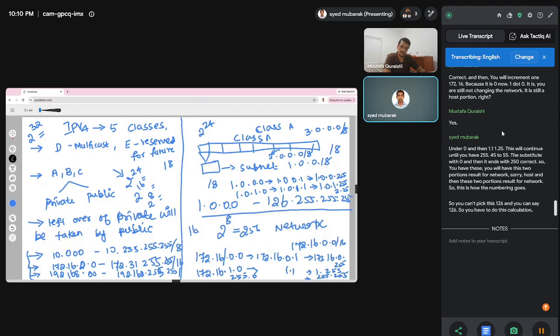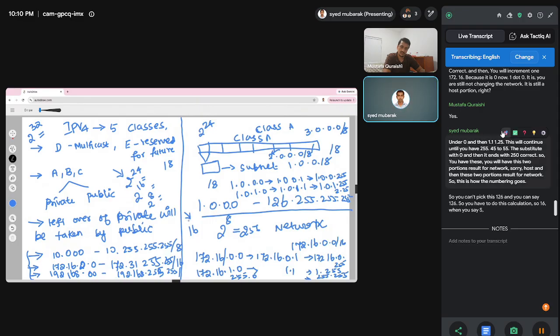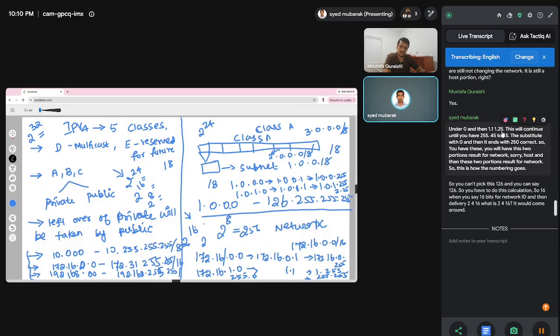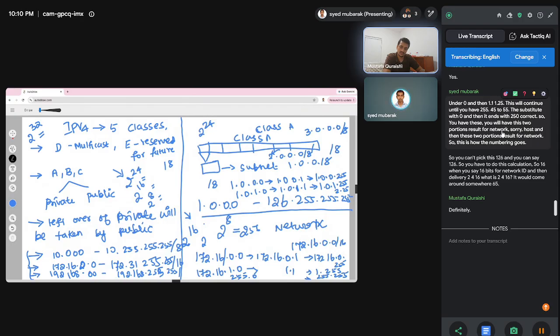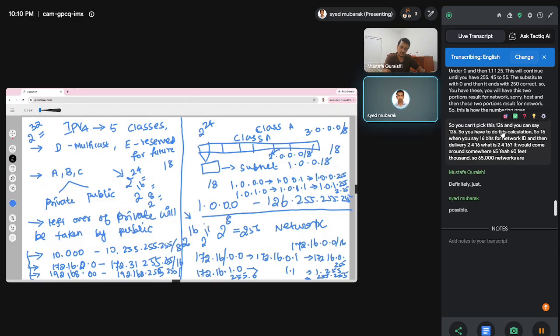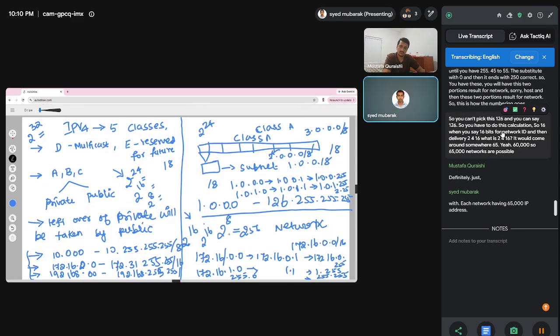So when you say 16 bits for network ID, it's 2 power 16. What is 2 power 16? It would come around somewhere 65,000. So 65,000 networks are possible with each network having 65,000 IP addresses. Same is the calculation.